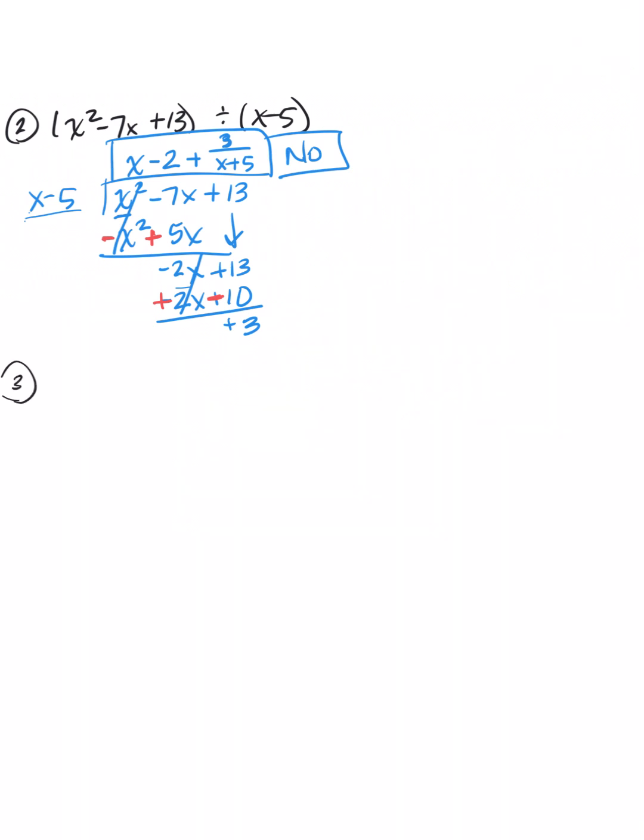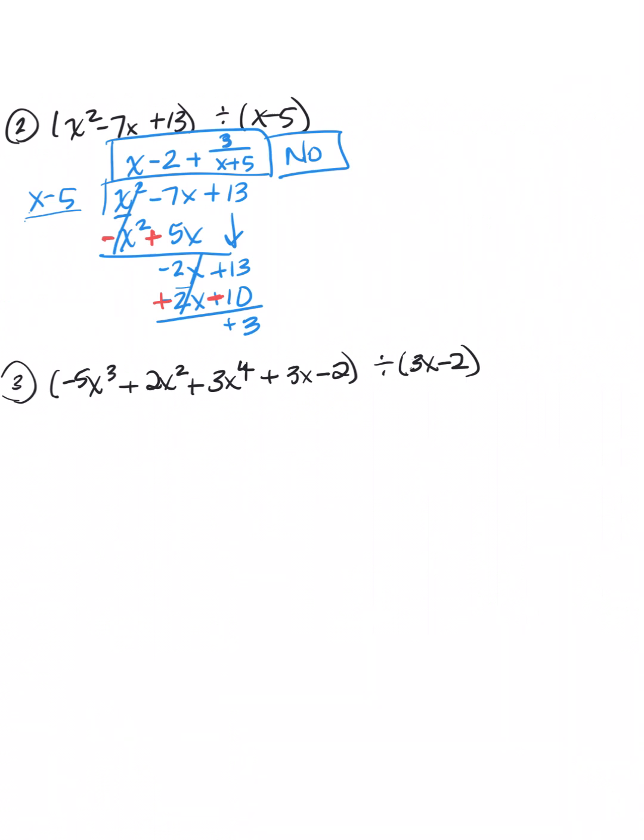Let's try another one. This one's a little longer. All right, on number 3, negative 5x cubed plus 2x squared plus 3x to the 4th plus 3x minus 2 divided by 3x minus 2. All right, so it's a much longer polynomial.